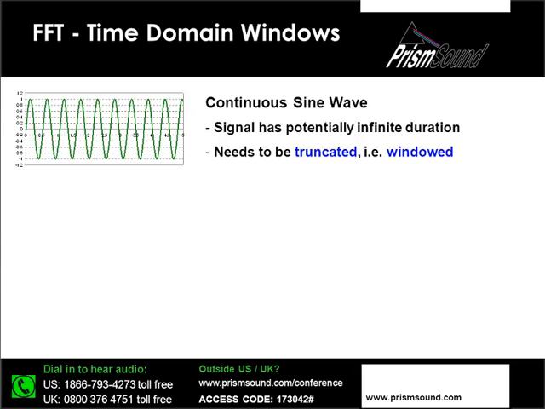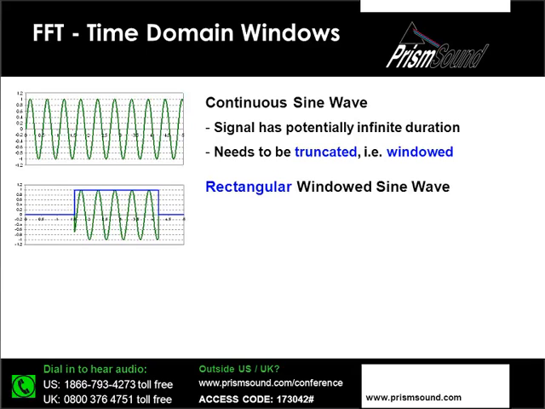So we have to truncate this signal, take a smaller chunk of it, a smaller portion in the time domain before we can perform our FFT. And the most basic, the simplest way of truncating this signal would be to use what we call a rectangular window function. So just simply taking a number of samples starting at time t equals 0 and finishing 2 to the n samples later.